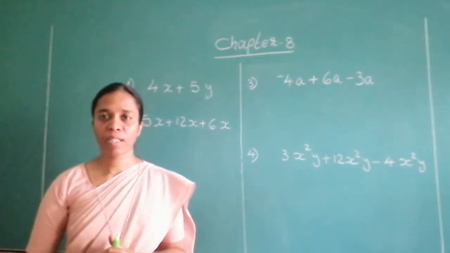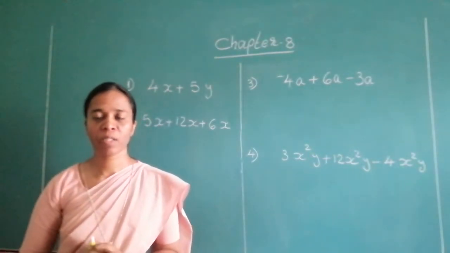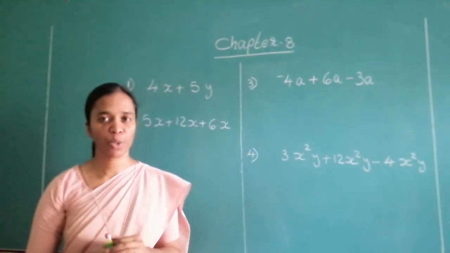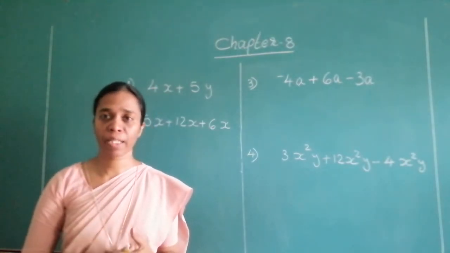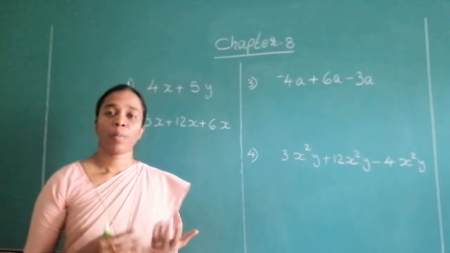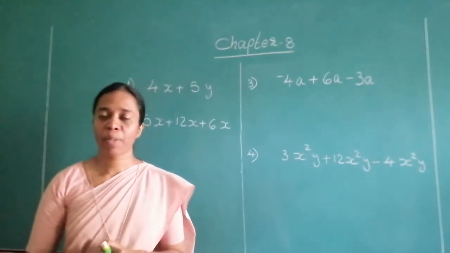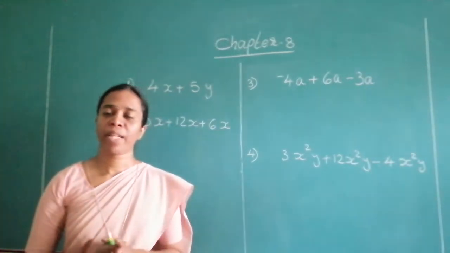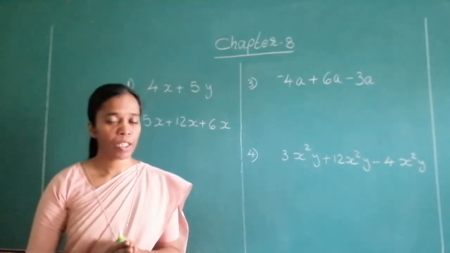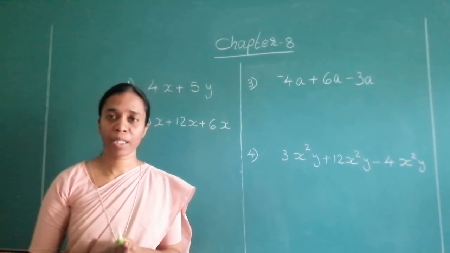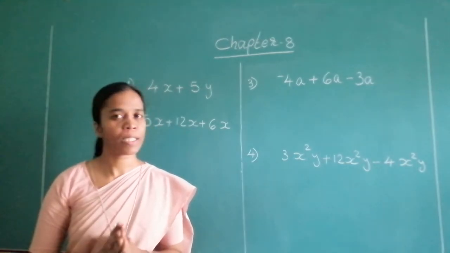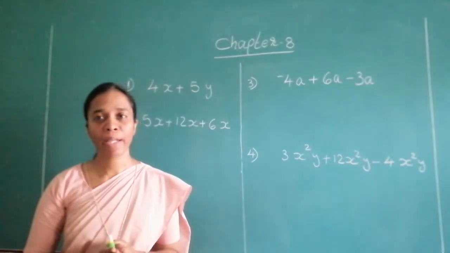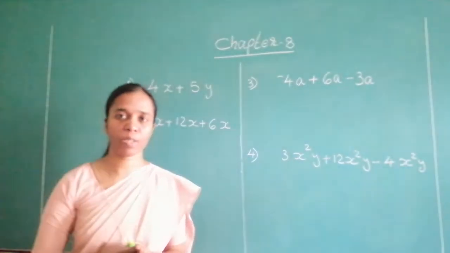In our last class, we have seen what are algebraic expressions, variables, coefficients, terms, like terms. What are monomials, binomials, trinomials, and polynomials. And we had ended our class saying that only the like terms can be added and subtracted. So today we shall see how to add like terms.